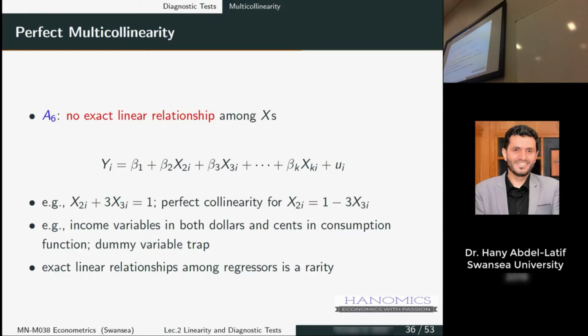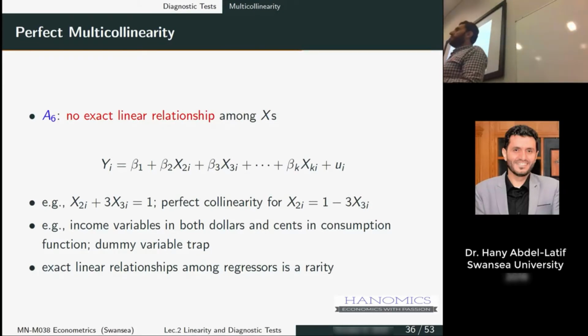As I said, this is a very rare case. It's not going to be very common in practice. It's usually a mistake, something you do by falling into the dummy variable trap, or including a variable like income measured once in dollars and then measured again in cents.